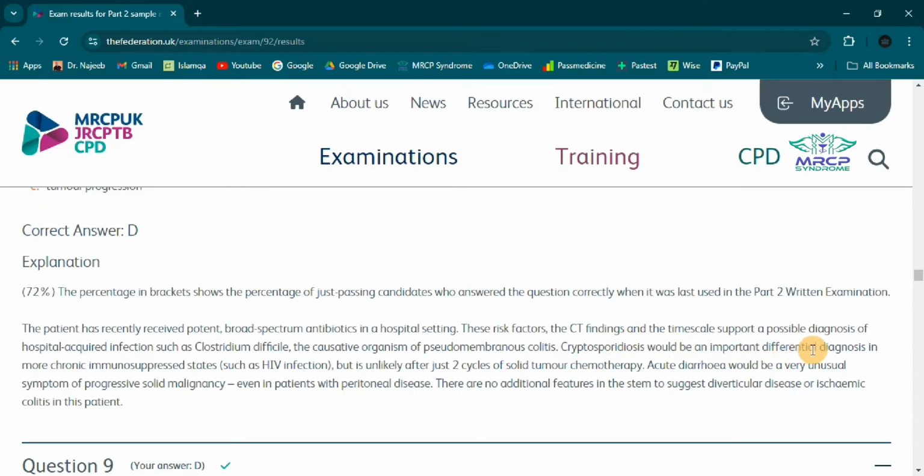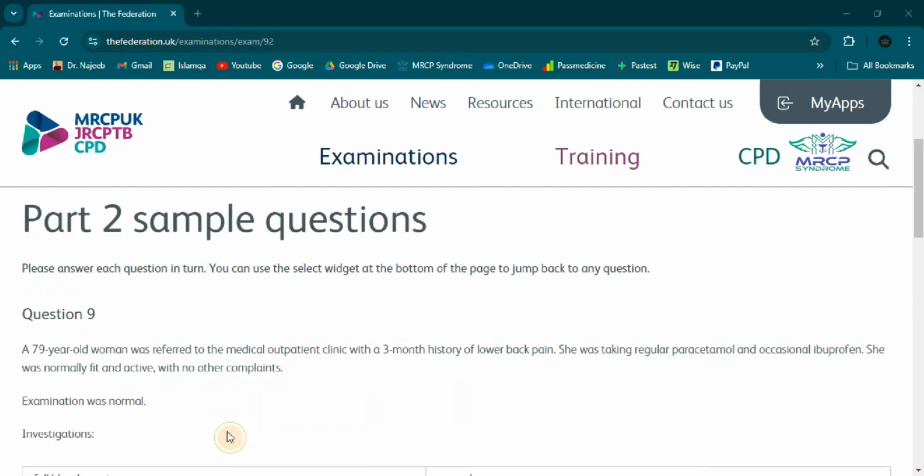Cryptosporidiosis would be an important differential diagnosis in chronic immunosuppressed state such as HIV infection, but is unlikely after just 2 weeks of solid tumor chemotherapy. Acute diarrhea would be a very unusual symptom of progressive solid malignancy, even in a patient with peritoneal disease. There are no additional features in the stem to suggest diverticular disease or an ischemic colitis in this patient.